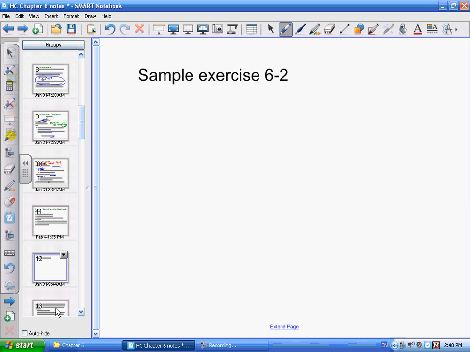What I want to do is go to sample exercise 6.2. Sample exercise 6.2 is on page 234 of chapter 6. And the question says calculate the work associated with the expansion of a gas from 46 liters to 64 liters at a constant external pressure of 15 atmospheres. Okay, so it says calculate the work. The only equation I know for calculating work is work equals negative P times delta V.